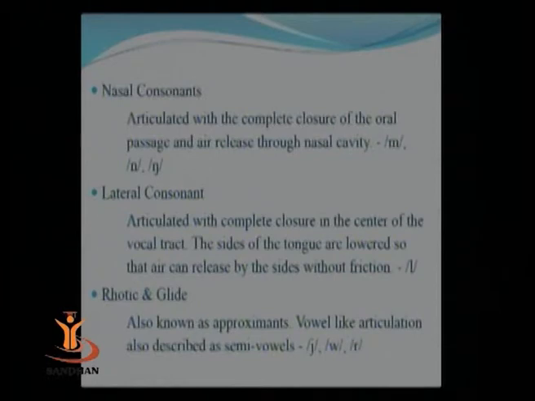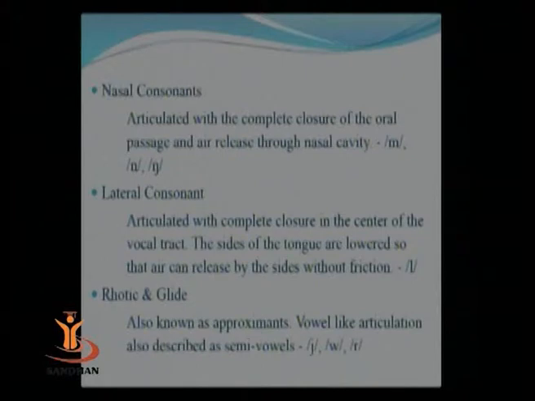So first it was plosive, second fricatives, third affricate, fourth nasal, and fifth lateral. After lateral, there are rhotic and glide, also known as approximants, which have vowel-like articulation and are also described as semi-vowels.